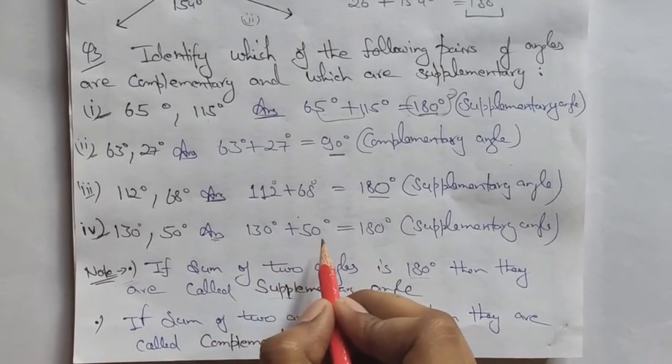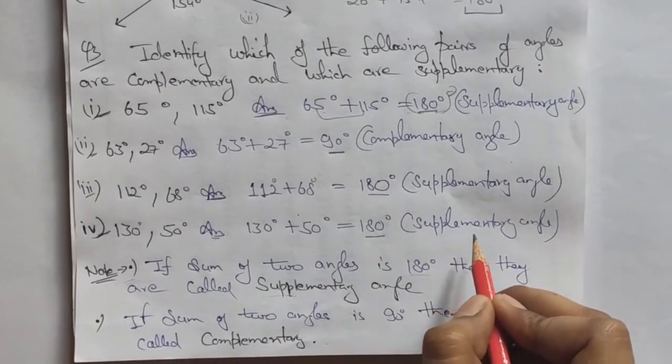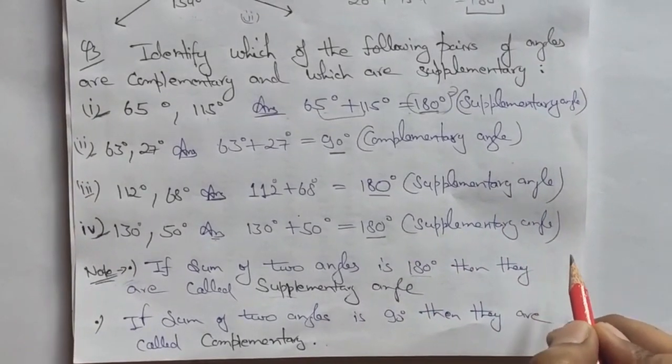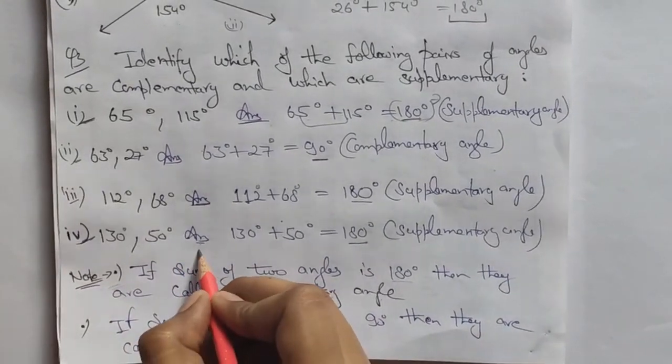130 degree plus 50 degree is equal to 180 degree. So this is a supplementary angle. So solve the other part of this question in your notebook.